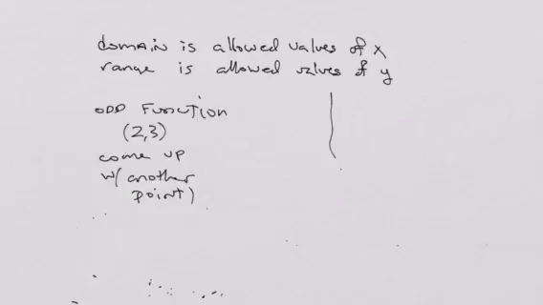An odd function does this. If this is one point on the odd function, then another point goes directly at the origin and keeps going the same distance on the other side of the origin. So that says that if this is one point, another point would be down here.